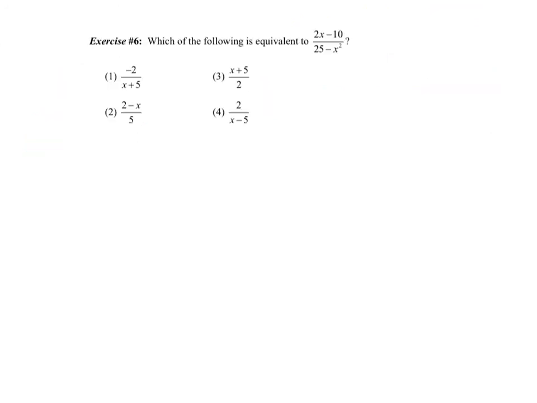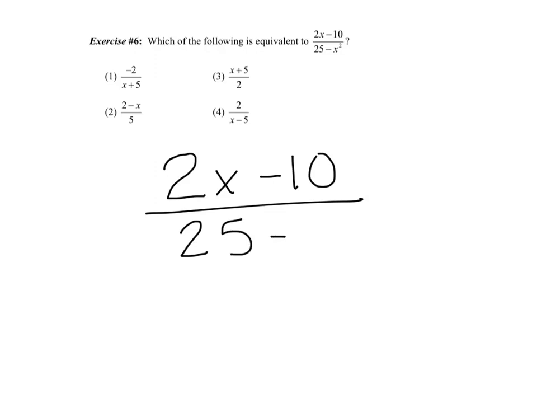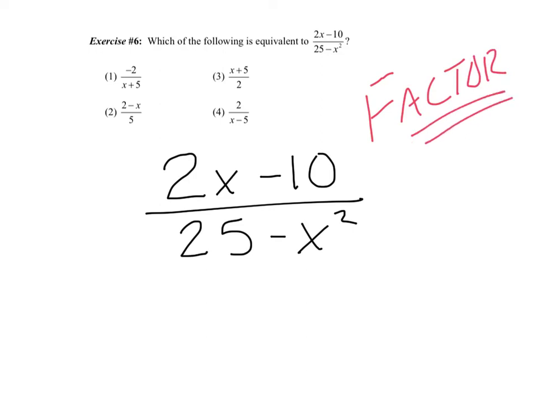Our last question for the night. Which of the following is equivalent to this? Alright, so I've got 2x minus 10 all over 25 minus x squared. Now, what does your gut tell you to do? And again, I can't keep stressing this word. It all comes back to factoring. If you're not sure, think factoring.